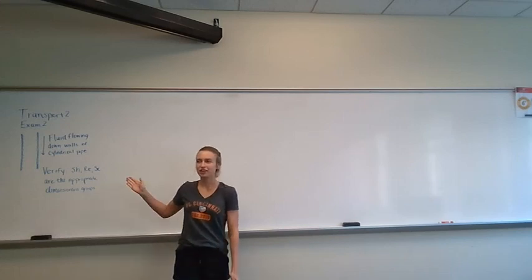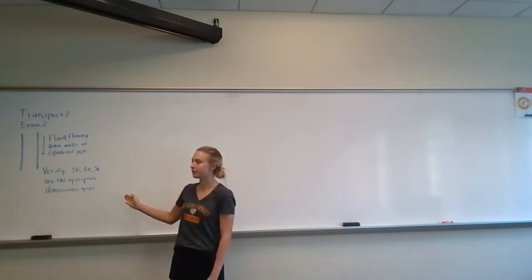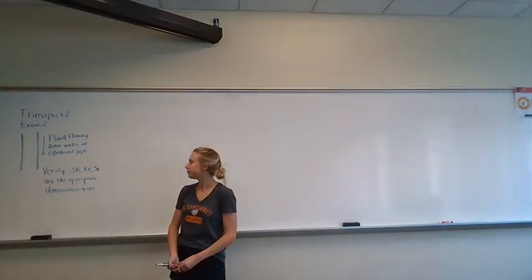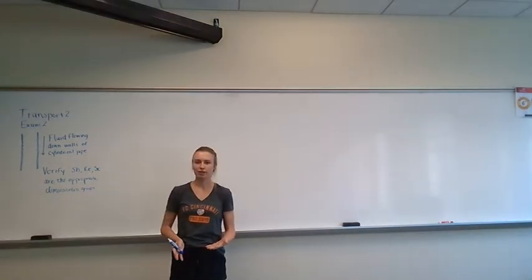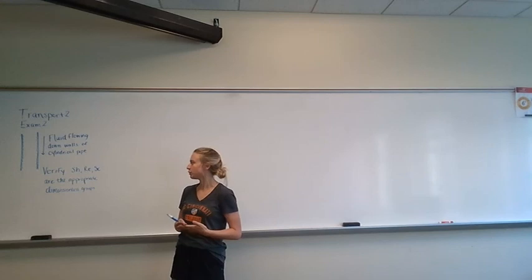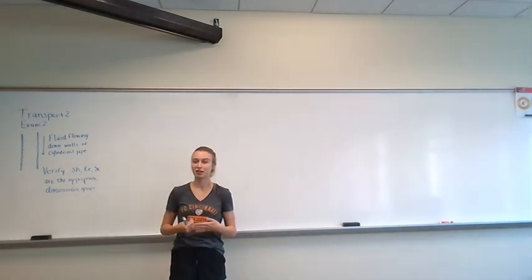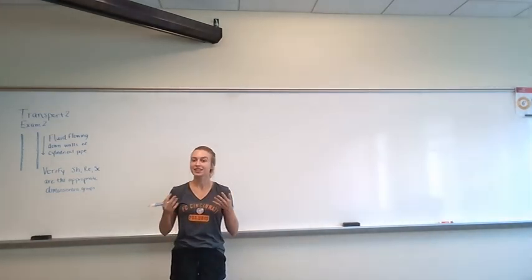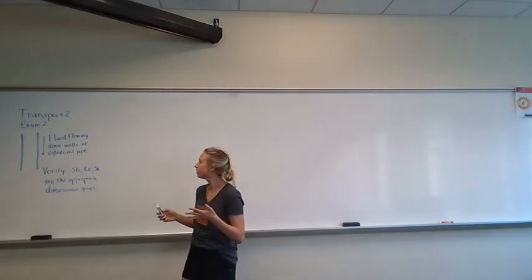So today we are given a problem that fluid is flowing down the walls of a cylindrical pipe. And we want to verify through dimensional analysis that the Sherwood, Reynolds, and Schmidt numbers are the appropriate dimensionless groups needed to describe this problem.